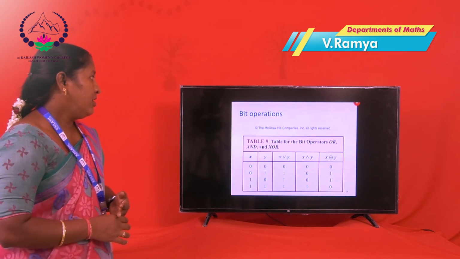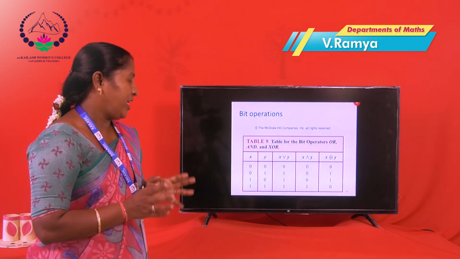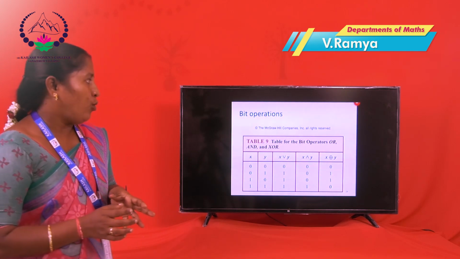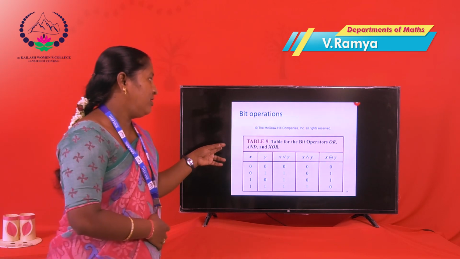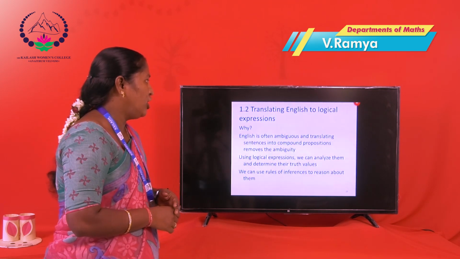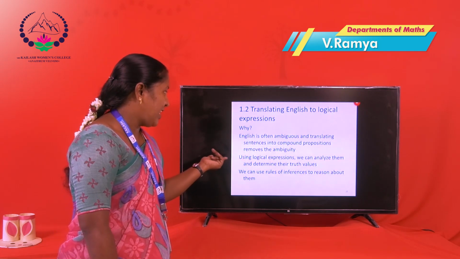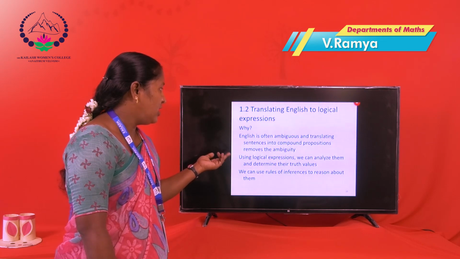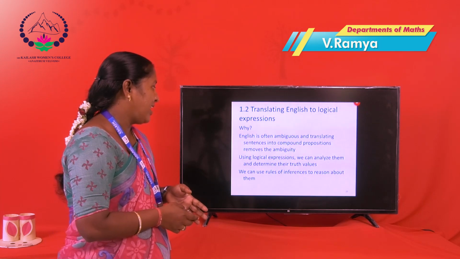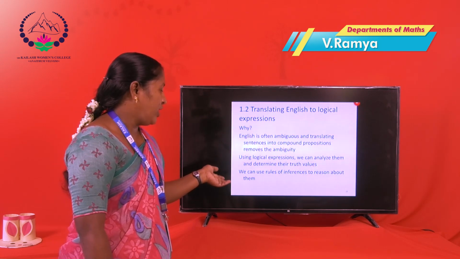The next one is bit operators. Bit operators means we use the operators 0 and 1. For example, the computer takes the language code as 0 and 1. That type of bit operators is used in discrete mathematics. The next one is translating English to logical expressions. English is often ambiguous, and translating sentences into compound propositions removes the ambiguity. Using logical expressions, we can analyze them and determine the truth values. We can use rules of inference to reason about them.